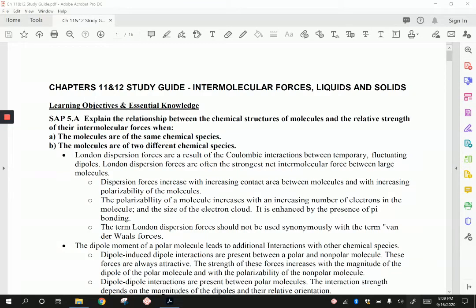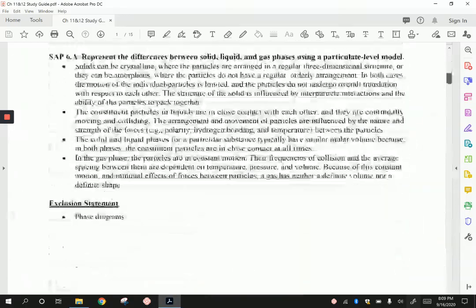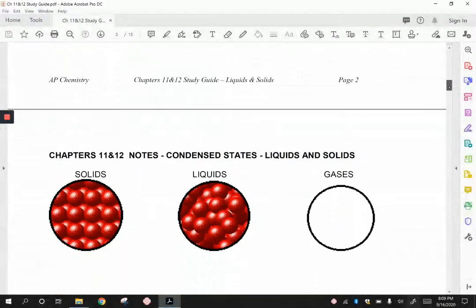We're going to start chapters 11 and 12 today. So chapters 11 and 12 talk about solids and liquids, which are condensed states of matter, since we've already talked about gases. And the main difference between gases and the condensed states is the presence or the significance of intermolecular forces. So this chapter basically deals mostly with intermolecular forces. As always, we have our learning objectives here that you want to read before your test.